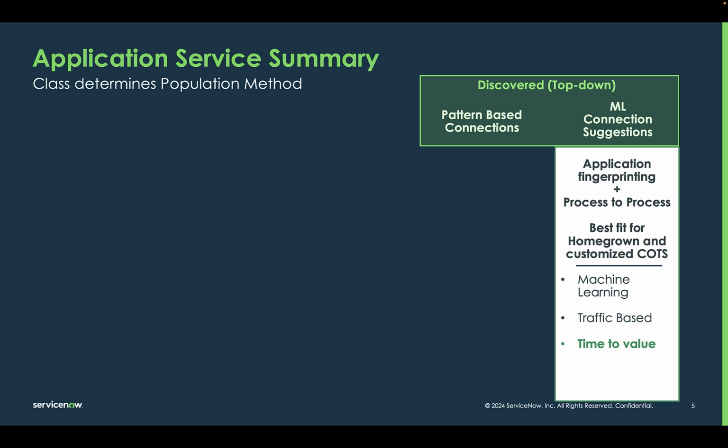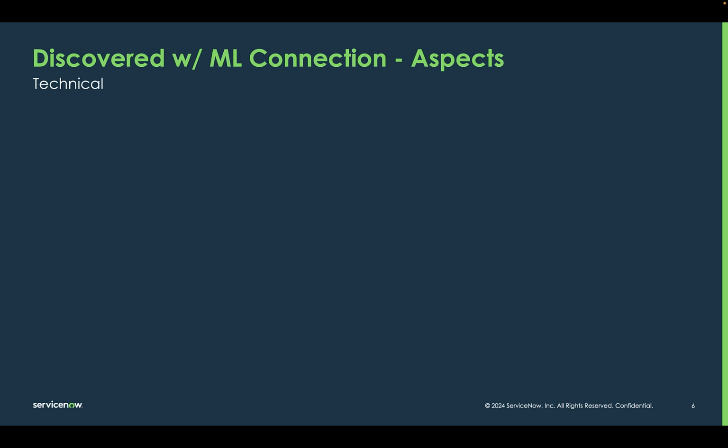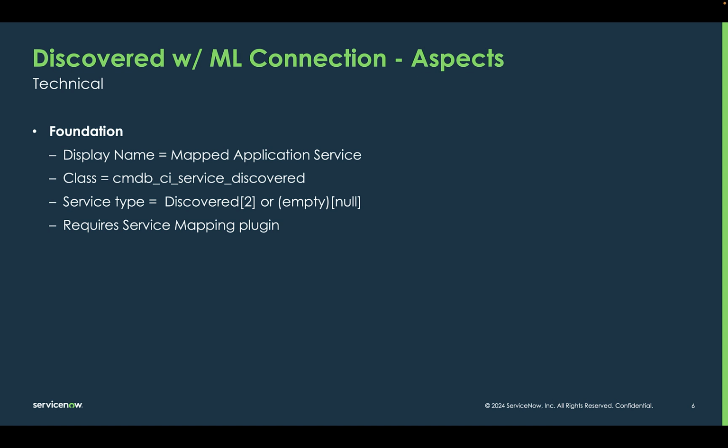Again, machine learning is another form of top-down discovery. It helps you connect process to process without having to create connection patterns to parse strings in configuration data. Some of the technical aspects about maps with machine learning connections are the same as you would find for top-down with connection patterns. They're stored in the mapped application service class. They still have the service type of discovered or empty when not fully discovered, and do require the service mapping plugin.